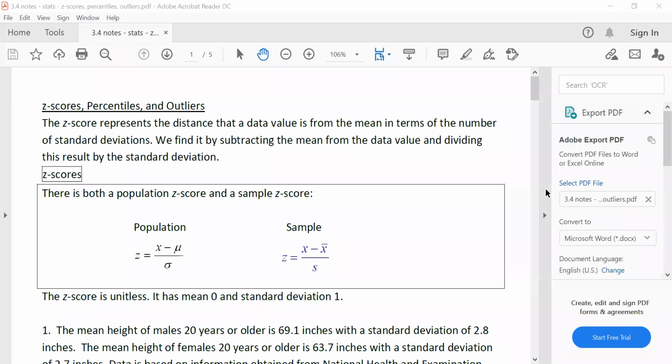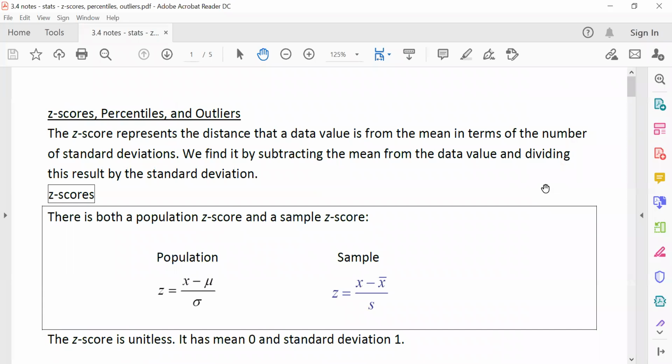Okay, so section 3.4, let's just jump right into it. We kind of touched on it last time. Last time we touched on something called a z-score, and now we're going to maybe expound on it a little bit. Last time we said we want to know how many standard deviations a value is away from its own mean. That's actually exactly what a z-score is.